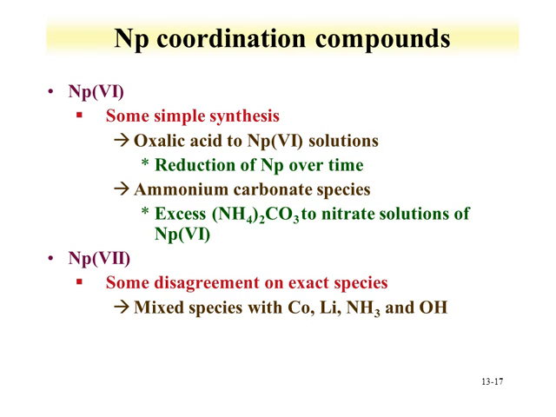Neptunium-6, there's been some simple synthesis, for instance with oxalic acid and neptunium-6 solutions. However, over time, these compounds will show reduction of neptunium from the hexavalent oxidation state. And then for neptunium-7, there's some literature available, but there tends to be disagreement over the exact neptunium-7 species that are in these coordination compounds.